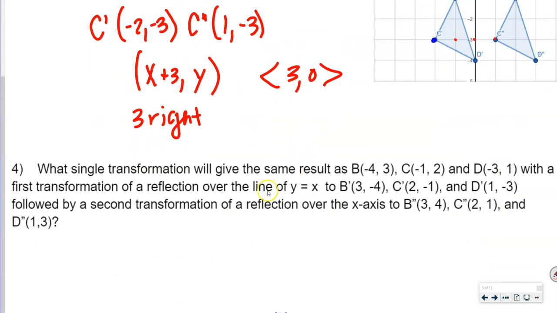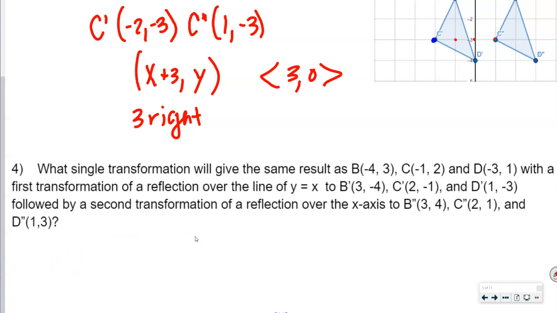All right, so for number 4, it says what single transformation will give the same result when we do a first transformation, a reflection over the line y equals x, followed by a second transformation, a reflection over the x-axis. I'm going to show this to you here, and then I'm going to show you a different way to do this so you can think through it when you're actually taking the test, because there's not going to be points on the test.